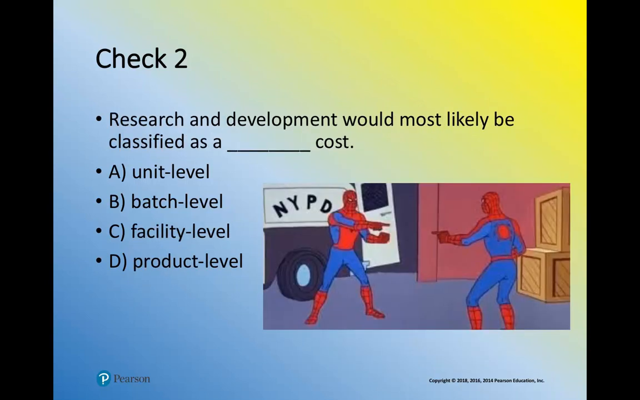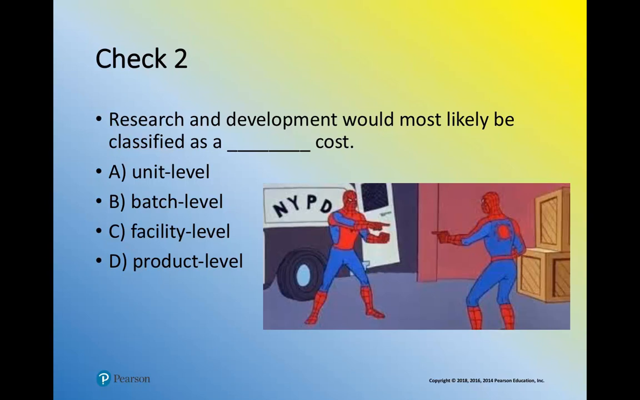Each unit of product receives this molding and sanding, so therefore it is a unit level activity. Next, we have R&D development, would most likely be classified as a, this is one of the traps, don't fall into it. It's not batch or facility, it's down to unit or product. Think about the Prius example. Yep, that's right, it's a product level activity.